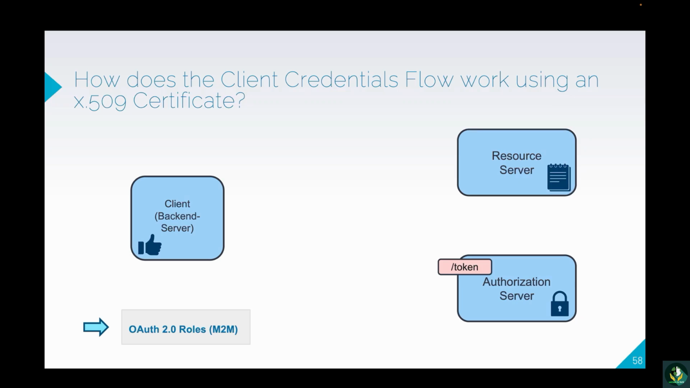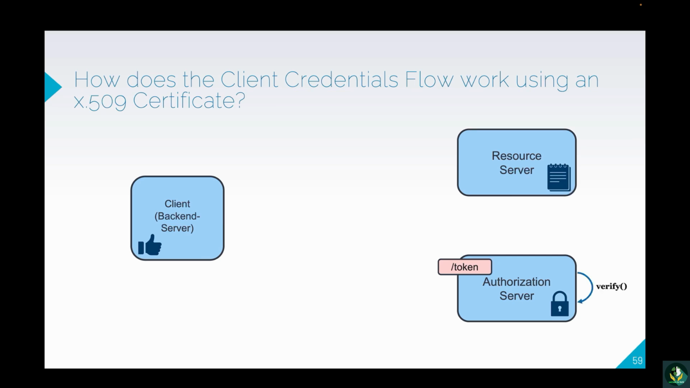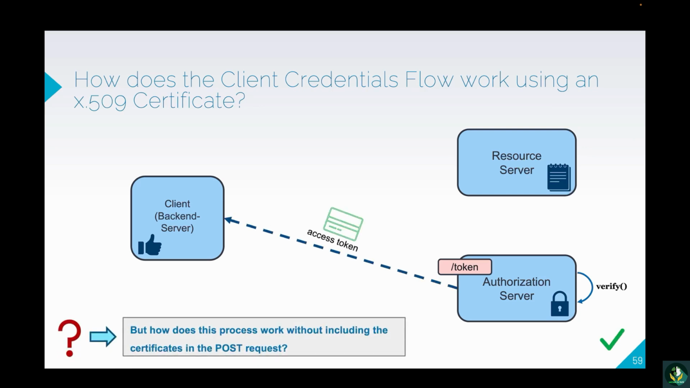As always, we start with the OAuth 2 roles. The client sends a POST request to the token endpoint of the authorization server to obtain an OAuth 2 access token. The curl command for this process is similar to the one used in the standard client credentials flow, but without any secrets or authentication parameters included in the request body. The authorization server verifies the request, and if everything is valid, it returns an OAuth 2 access token to the client. But how does this process work without including the certificates in the POST request?